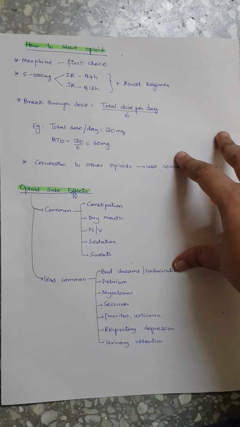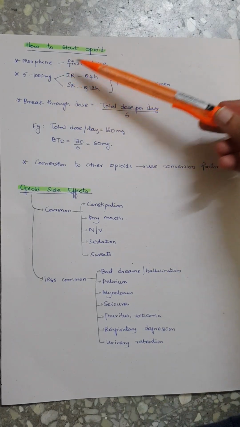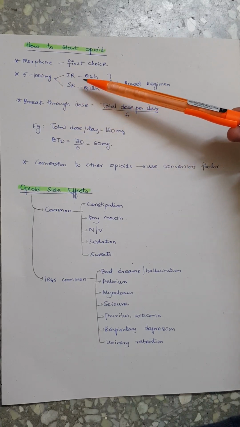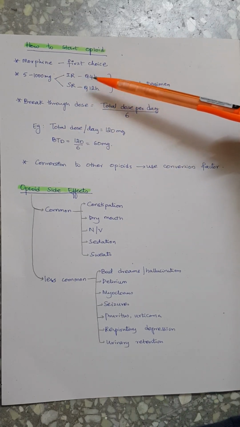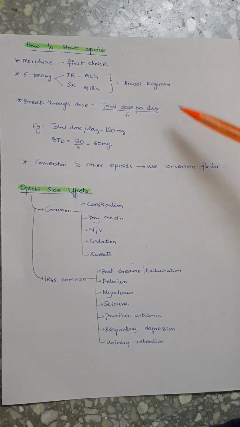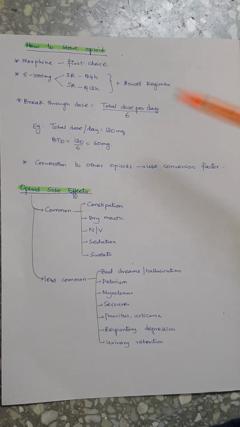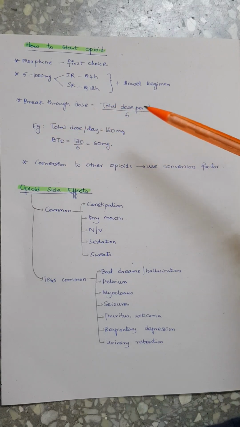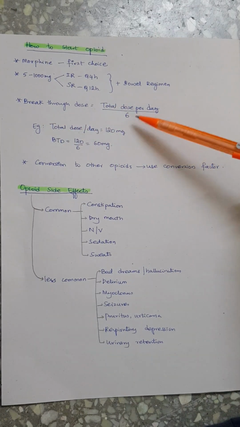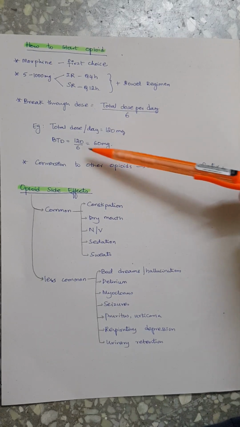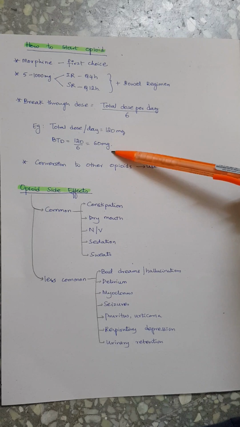Now, how do you start an opioid? Morphine is usually the first choice, and usually you will start with 5 to 10 mg for immediate release every 4 hours, or for sustained release every 12 hours, with a bowel regimen, because morphine causes constipation. The breakthrough dose is usually the total dose per day divided by 6. For example, if 120 mg is the total dose per day, the breakthrough dose will be divided by 6, that is 20 mg.